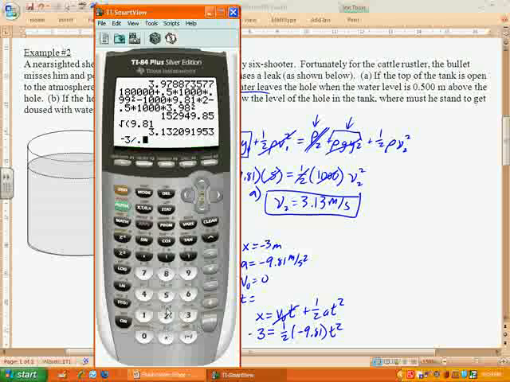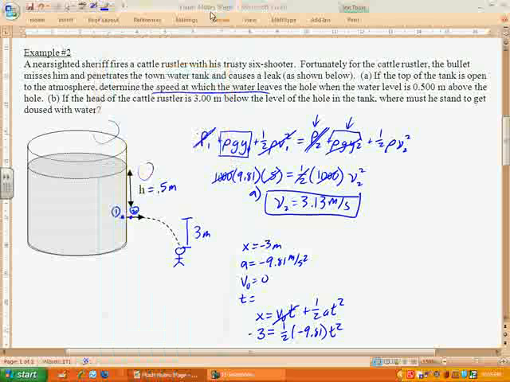So velocity times time equals the distance. This is on the horizontal component, 3.13 times 0.78 equals the answer that we got, which was 2.45 meters. All right, so that's the answer to part B. Hope that makes sense.